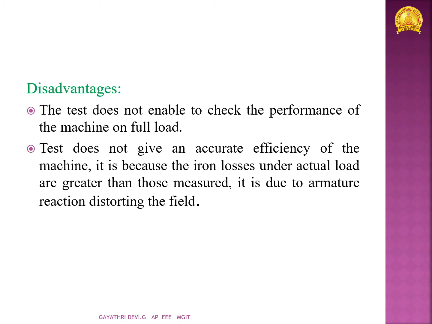The main disadvantages involved in case of Swinburne's test are that the test does not give an accurate efficiency of the machine. It is because the iron losses under actual load are always greater than those measured. It is mainly due to the armature reaction effects which are involved in the case of a DC motor. Because of the presence of these armature reaction drops, the iron loss under normal condition is always greater than the no load condition. And next, the test does not enable us to check the performance of the machine on full load.